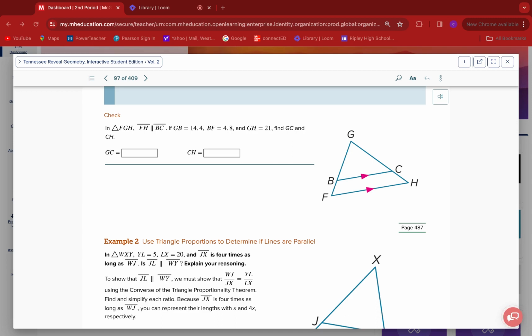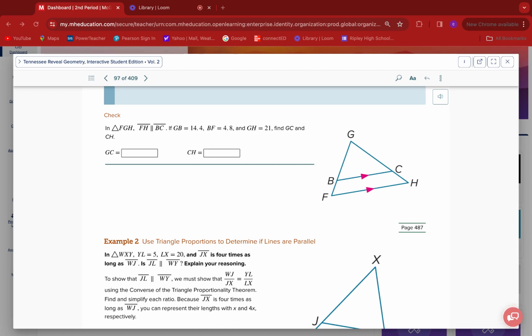Okay, so here we go. 14.4, which is the left side of the small triangle, is going to go with the 19.2. And again, I got that by adding these two little sections together, and that's the left side of the big triangle. GC, which is the right side of the small, is going to be compared to the right side of the big, and that's 21. We're going to cross multiply and solve.